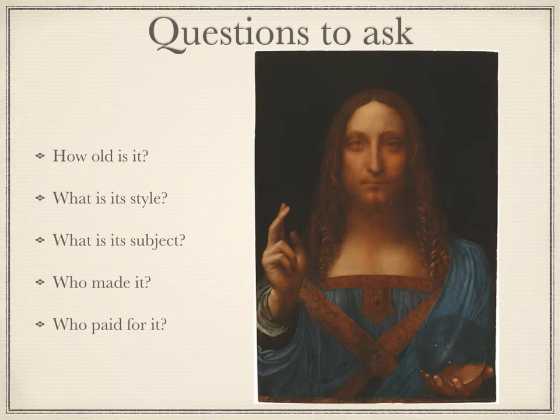All right, next we're going to look at different questions that as art historians we should ask. The first one is, how old is it? Meaning, how old is the work of art? What we're being asked to do here is to date the work of art. This is what's called chronology, which means the dating of art objects and buildings.